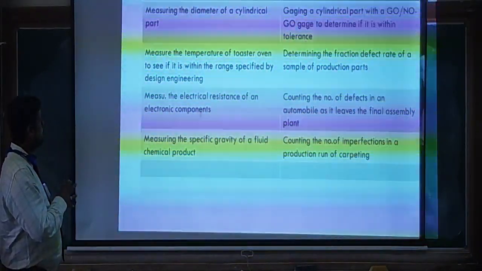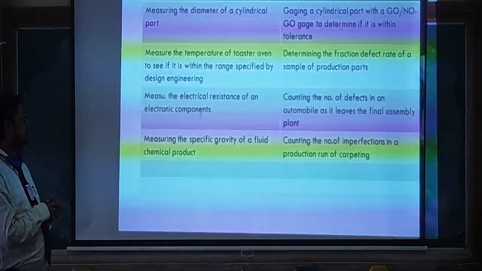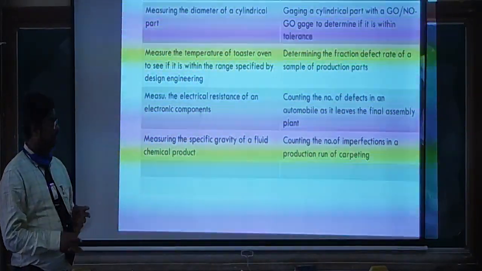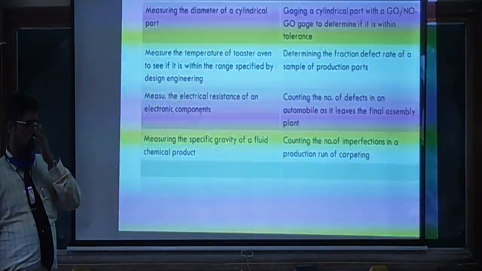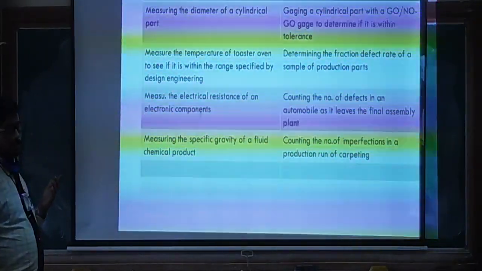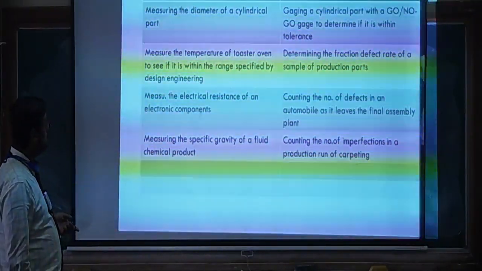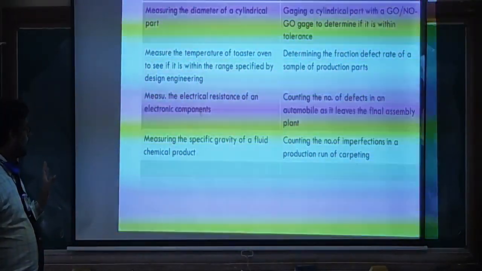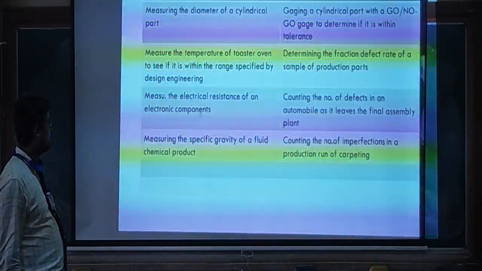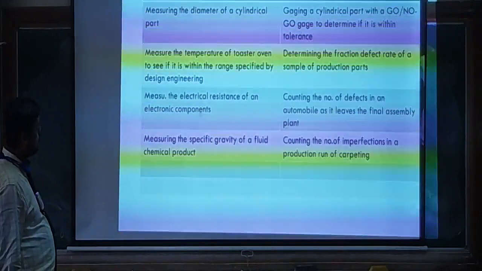Next is to measure the electrical resistance of an electronic component. What is the resistance of the electronic component? Measuring that is done with the help of variables. This is inspection for variables. Different variables we are taking, and then we check the electrical resistance of an electronic component.